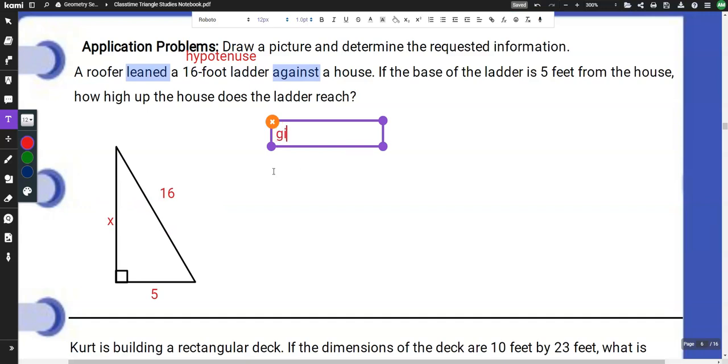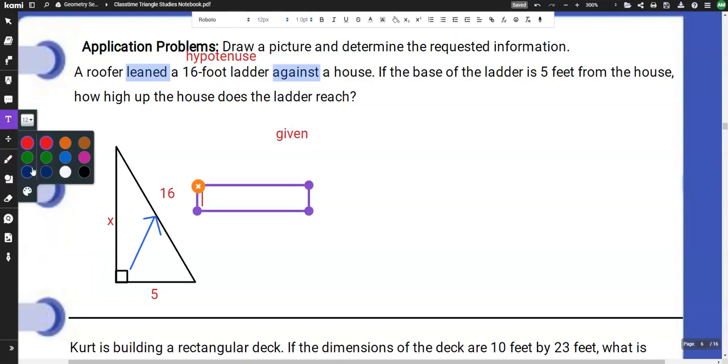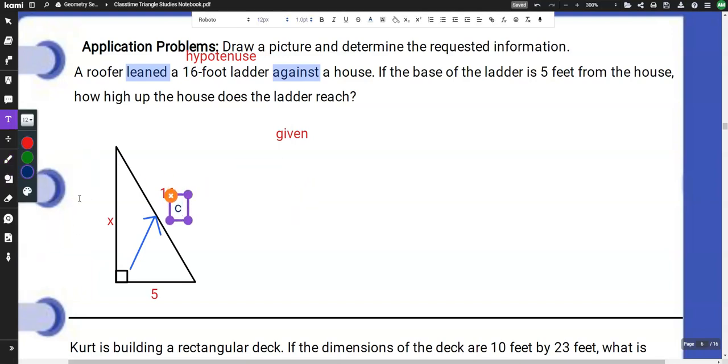All right, so our list of givens. We need to find our hypotenuse, which again is the ladder. We're going to label that C in blue. And the other two sides will be A and B.